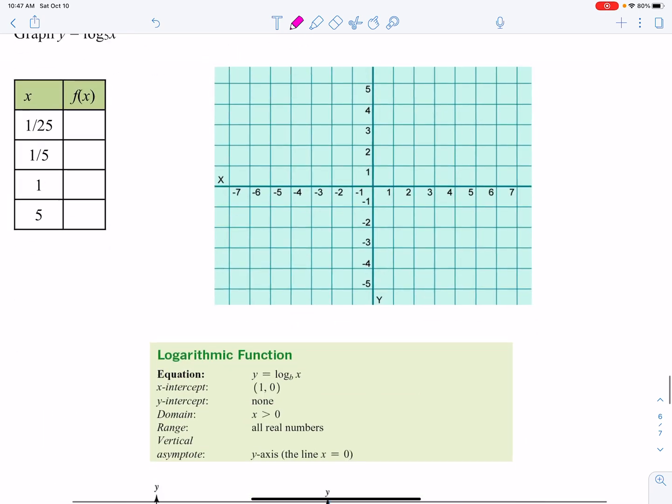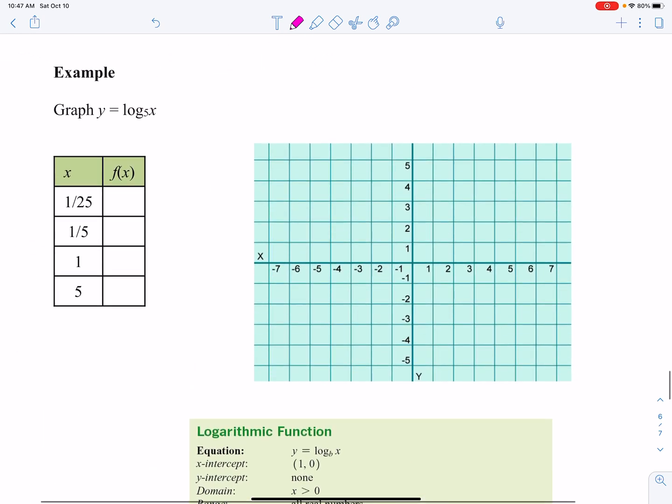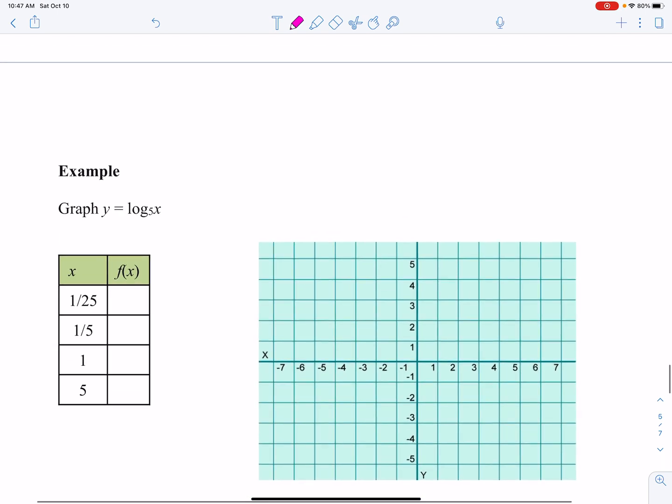Okay, moving on. So let's do a little graph. We're going to graph y equals log base 5 of x. What we're going to do here is plug in these values for x, and figure out what the y is. So here's an easier way to do this. Watch. We have y equals log base 5 of x, right? Well, we're going to use an x of 1 over 25. So y equals log base 5 of 1 over 25. So let's do the loop around.